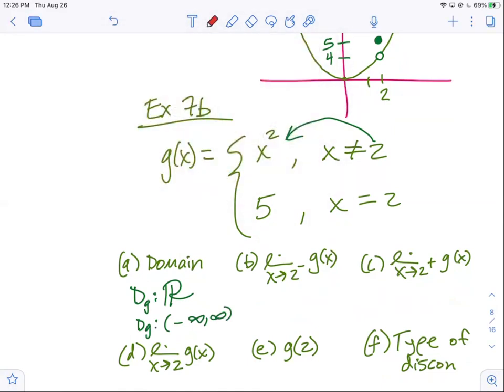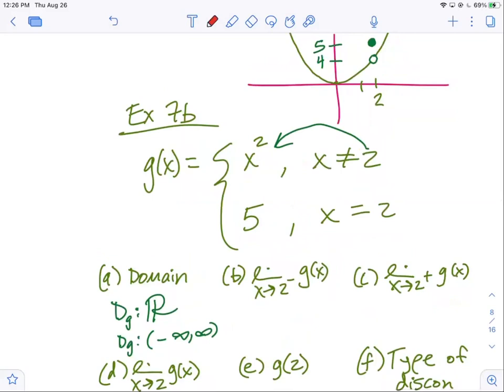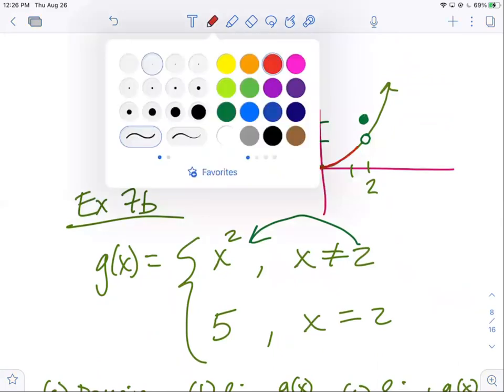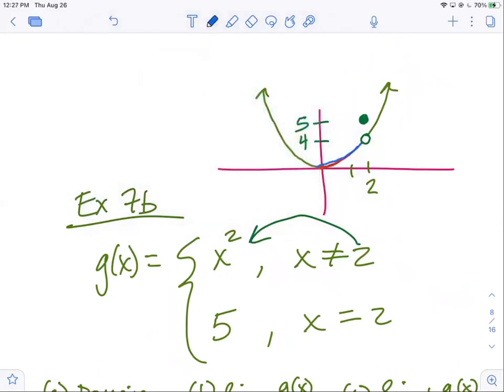Okay. The limit from the left of 2. Well, you can see clearly from our graph now that it's going to be 4, right? Which is the same as the limit from the right.